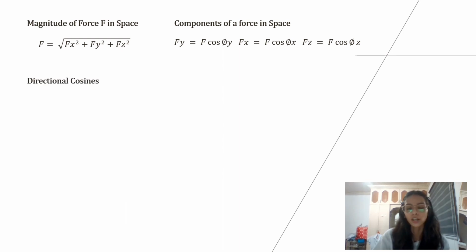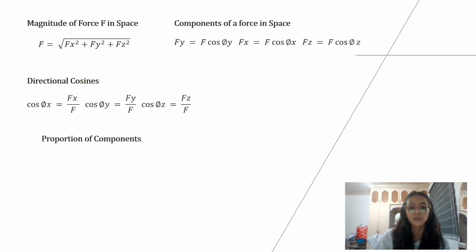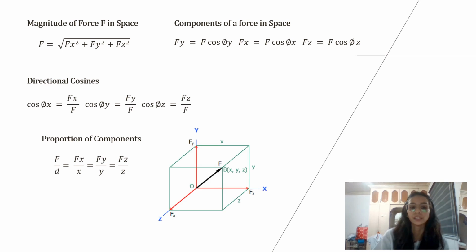For directional cosines, we have cosine theta x equals Fx over F, cosine theta y equals Fy over F, cosine theta z equals Fz over F. So the proportion of components is F over distance equals Fx over x equals Fy over y equals Fz over z.